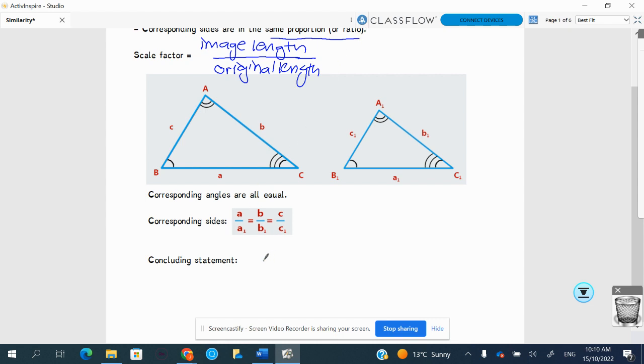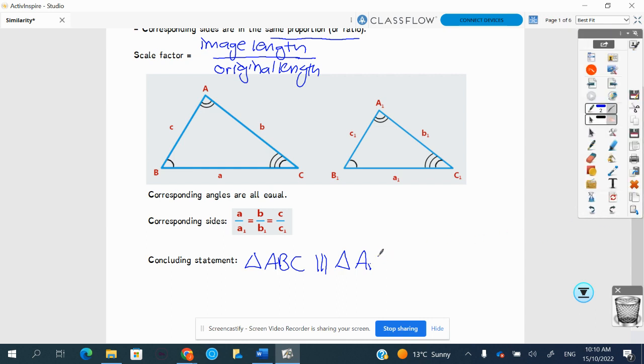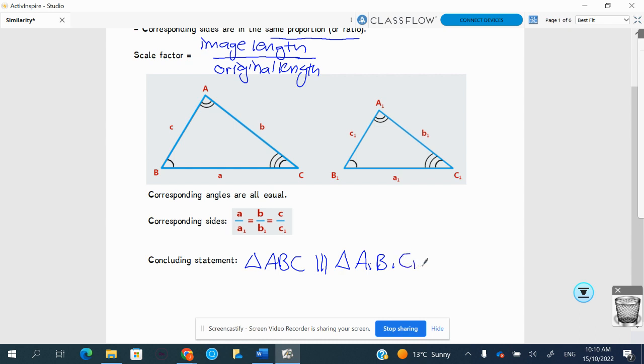How do we write a concluding statement for similar triangles? It will be written like this. So we would say triangle ABC is similar to, so 3 vertical lines, triangle A1B1C1. You may, instead of seeing these 3 vertical lines, see something that looks like this. This also means similar to, so both of these symbols are okay.